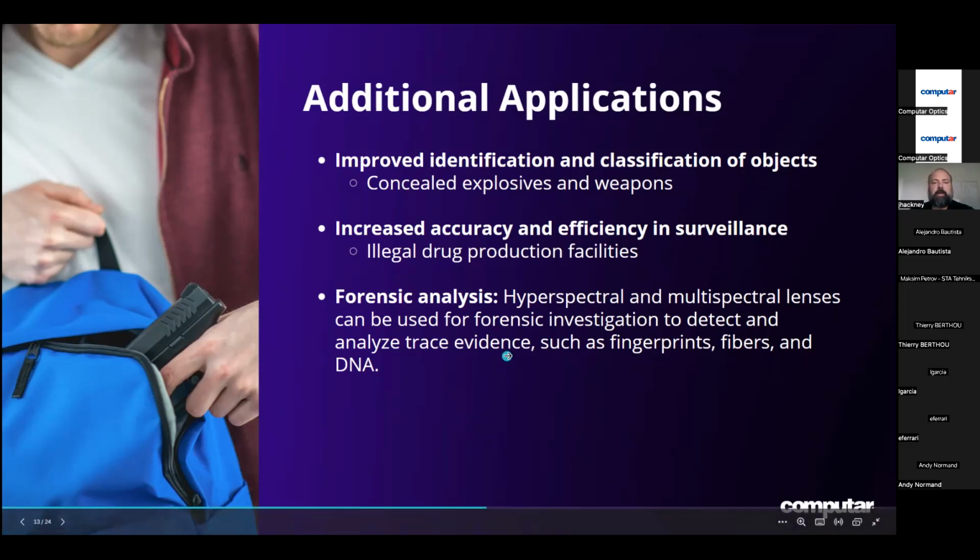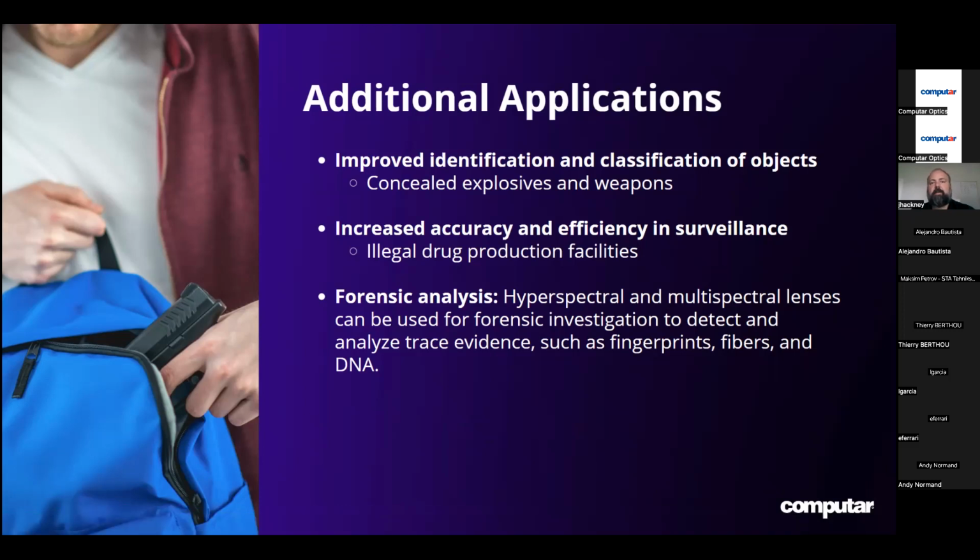Some additional applications are improved identification and classification of objects, whether it's concealed explosives or weapons, increased accuracy and efficiency in surveillance. Another example are illegal drug production facilities. And in the case of forensic analysis, hyperspectral and multispectral lenses can be used for forensic investigation to detect and analyze trace evidence, such as fingerprints, fibers, and DNA, which can help solve crimes.